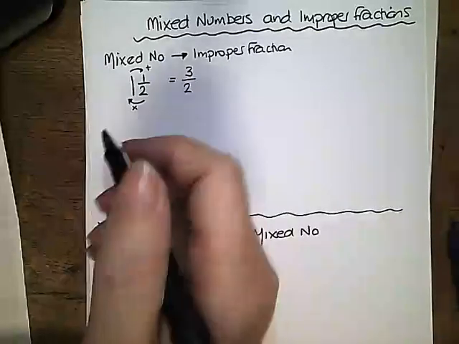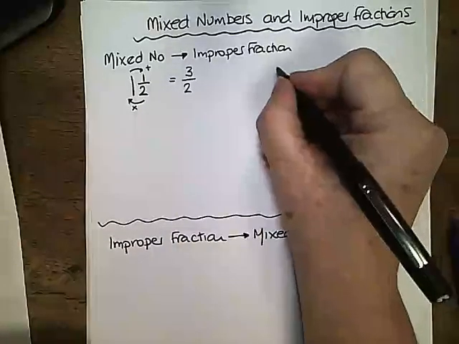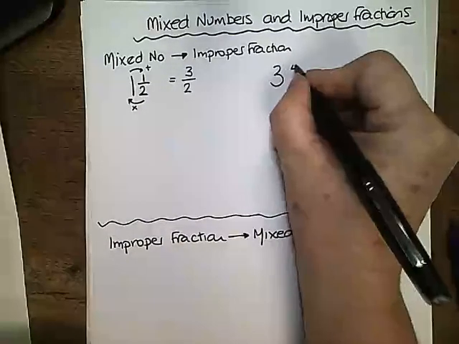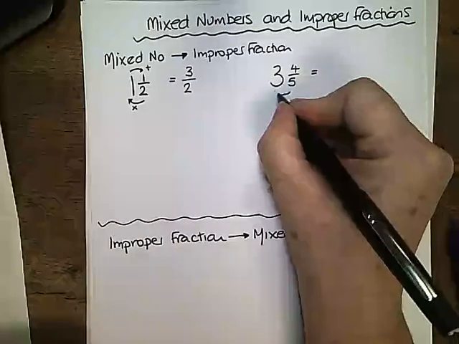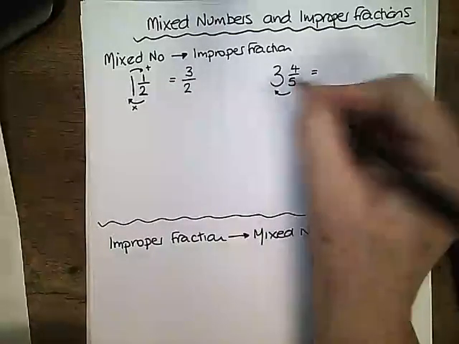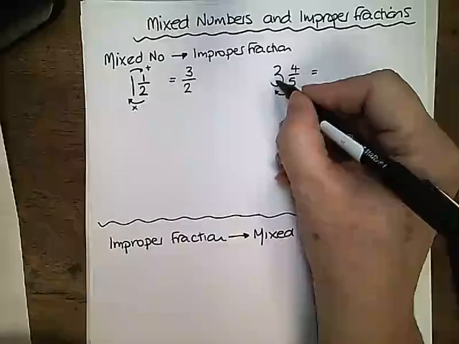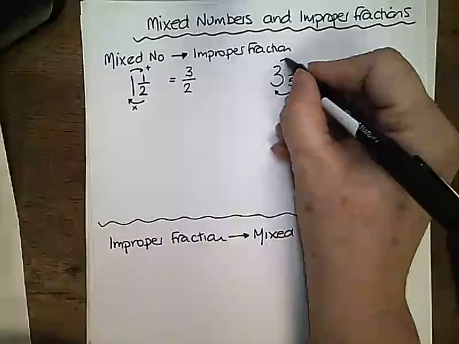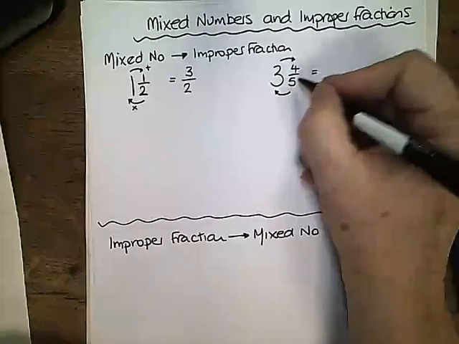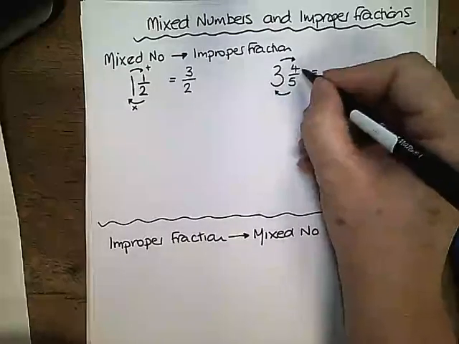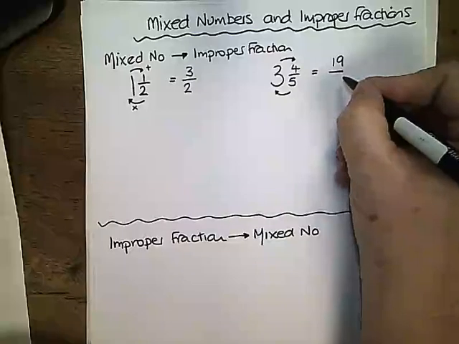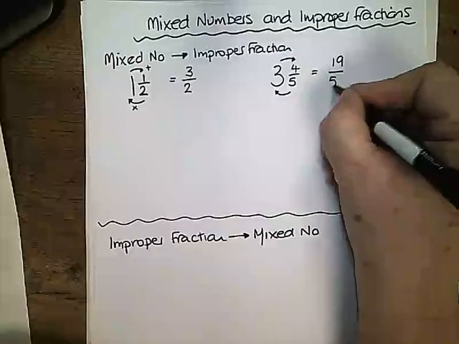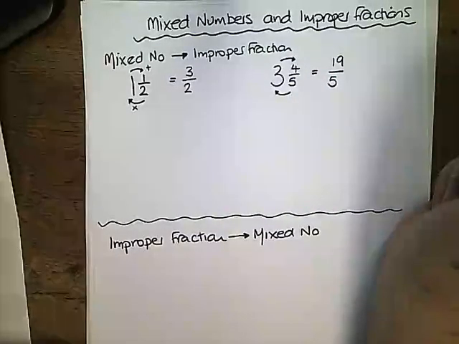Let's have a look at another one. So if we have 3 whole ones and 4 fifths, we do how many fifths are there in 3 whole ones? So 5 times 3, which is 15. And then we have an additional 4, so 15 plus 4 is 19, and what sort of fraction are they? They are fifths, so 19 over 5.